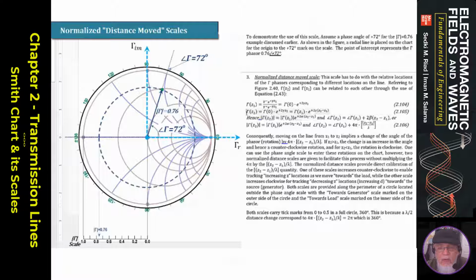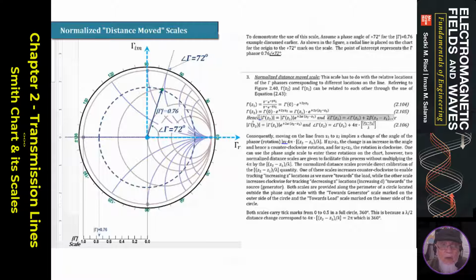And the angle of gamma Z2 will be the angle of gamma Z1 plus the angle of this part here, which is related to j beta. So the angle of gamma Z2 equals the angle of gamma Z1 plus 2 beta times (Z2 minus Z1). Looking at this expression and substituting beta as 2 pi over lambda, we end up with 4 pi over lambda, because that's 2 beta, and we have Z2 minus Z1. So (Z2 minus Z1) over lambda, that's the normalized distance moved, right? The ratio between the distance moved and the wavelength, multiplied by 4 pi.